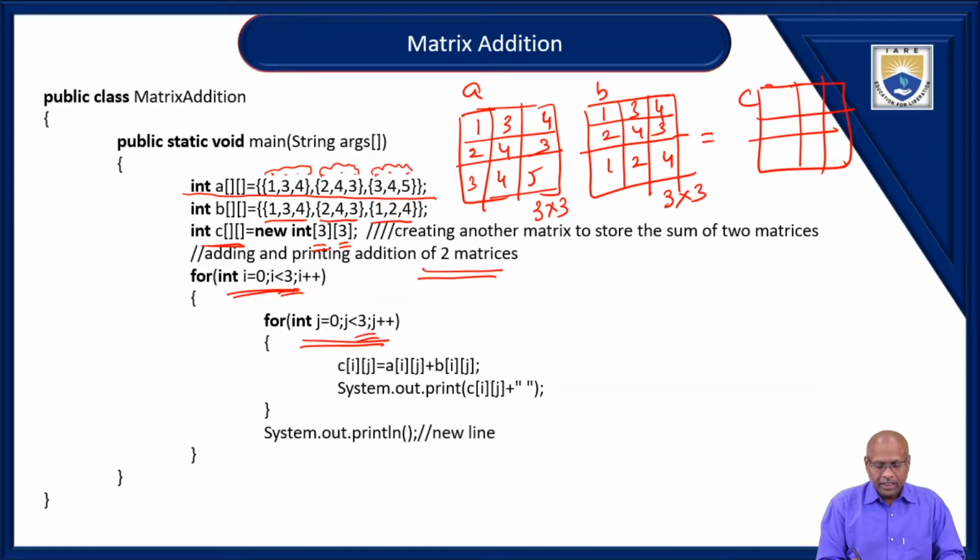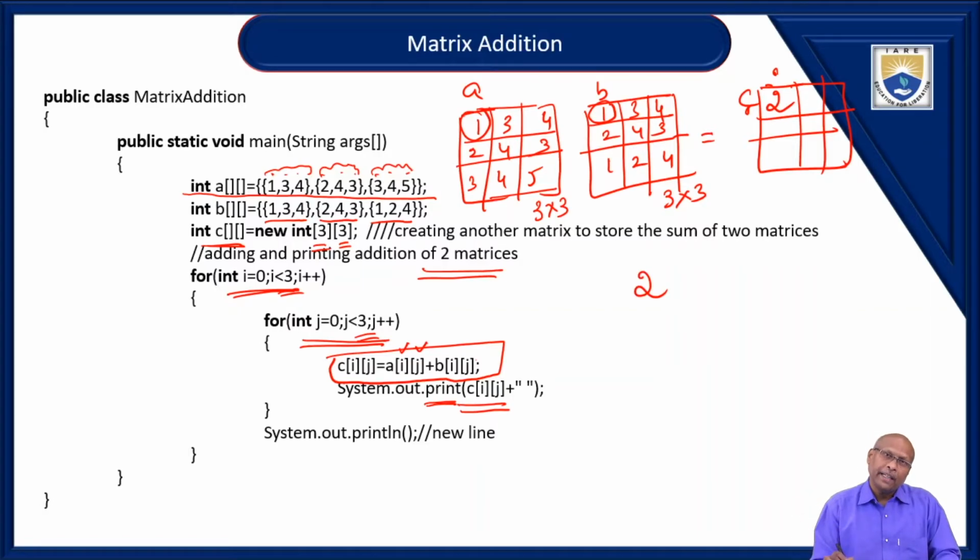So what is the logic? C of i j equals A of i j plus B of i j. When you write this statement, automatically the ith row and jth column of the first matrix, which is 1, and the ith row, jth column of the second matrix are added and stored in C. So 1 plus 1, 2 will be stored here automatically, because this is the 0th row, jth column. After that, it prints the value. So 2 is printed on the screen. First it will store and then print.